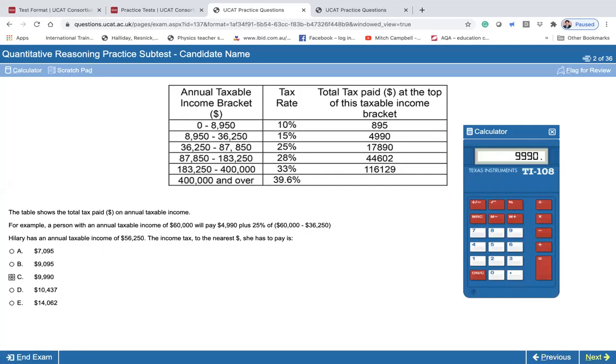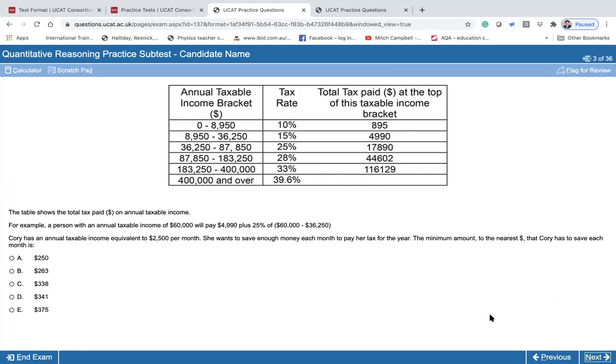All right, let's look at question number 3. If you look at question number 3, this is a little bit different from the previous question.